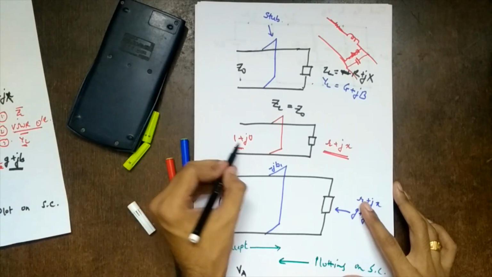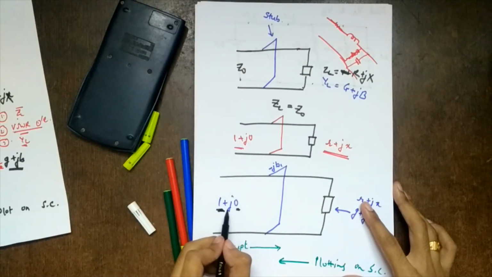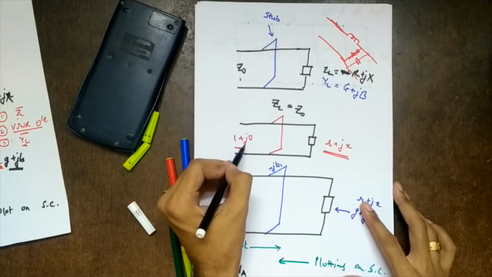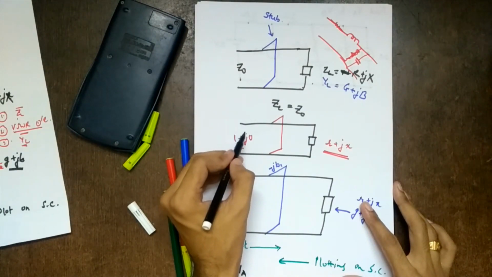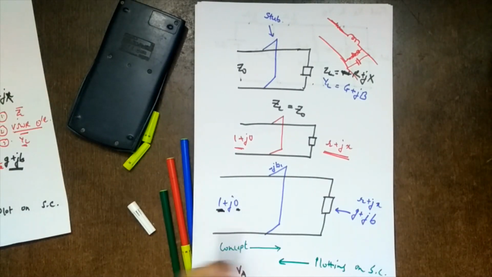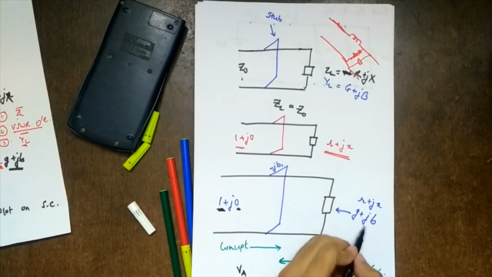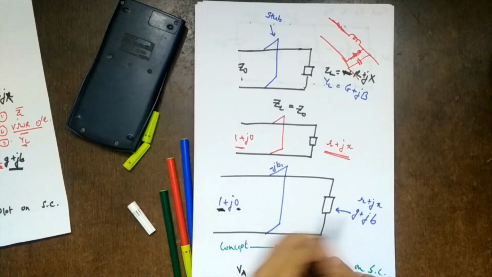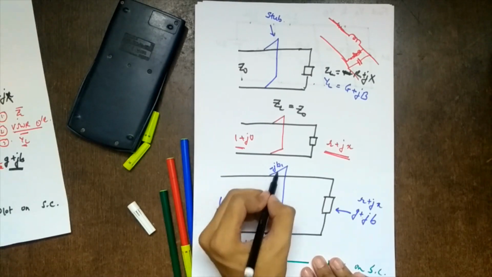Some might have a doubt: sir, 1 plus j0 is impedance, you have not converted it to admittance. If you convert 1 plus j0 to admittance, what do you have to do? Take the inverse of that. So 1 upon 1 plus j0 will give you 1 plus j0 only. So that is the reason this is the same. But this has changed. r plus jx has changed to g plus jb. So what we say is, we have to match 1 plus j0 to g plus jb. So we introduce a stub.